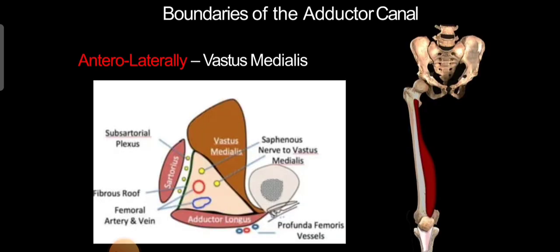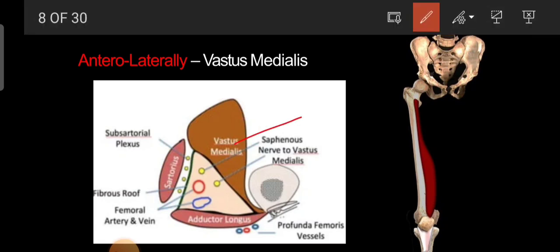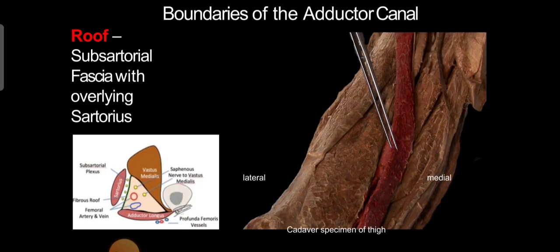Now the boundaries of the adductor canal. Adductor canal is bounded anterolaterally by the vastus medialis muscle. So in the diagram we can see this is the vastus medialis muscle. Then in the roof or in the anteromedial aspect of the adductor canal, we have the sartorius muscle and the subsartorial fascia, which is lying beneath the sartorius muscle.